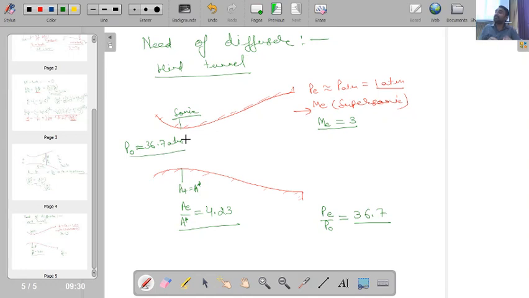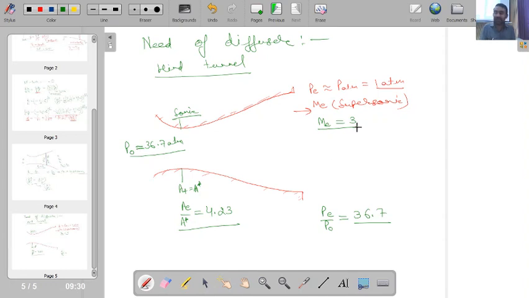So 36.7 times atmospheric pressure has to be maintained at the inlet of the nozzle. If this much pressure is there, then only will we be able to achieve supersonic flow with Mach number equal to 3 at the exit. So it means this pressure ratio is huge.